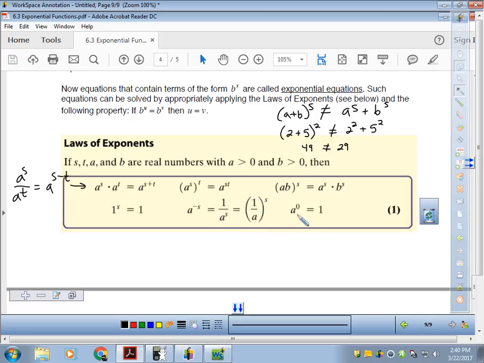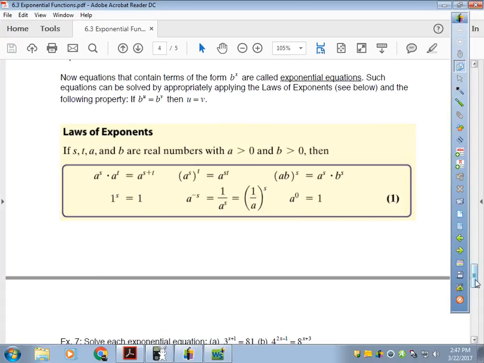Right. Our last rule, a raised to the 0 power equals 1. Anything raised to the 0 power is always going to equal 1. Okay. So let's go solve some exponential equations.